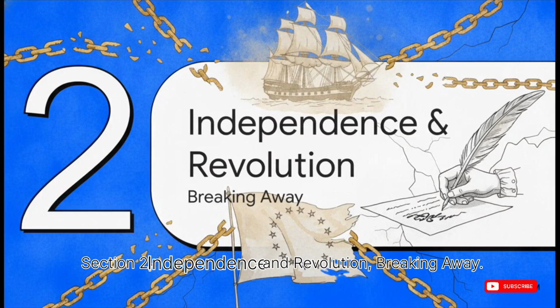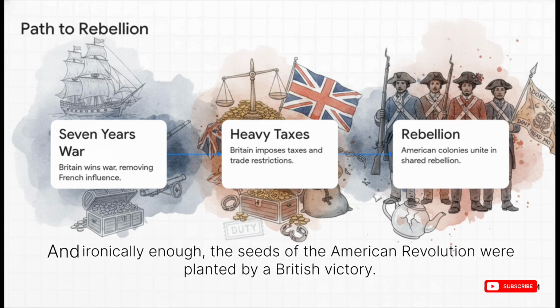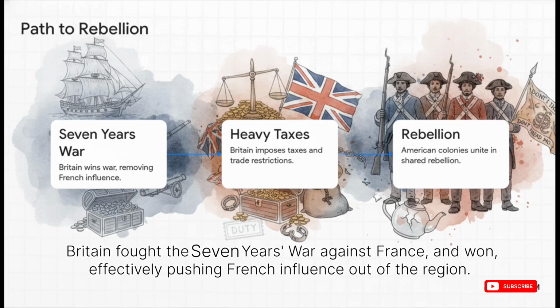Section 2, independence and revolution, breaking away. Naturally, that deep desire for a new, equal society started to seriously clash with the reality of being ruled by a king an ocean away. And ironically enough, the seeds of the American Revolution were planted by a British victory. Britain fought the 7 Years' War against France and won, effectively pushing French influence out of the region.